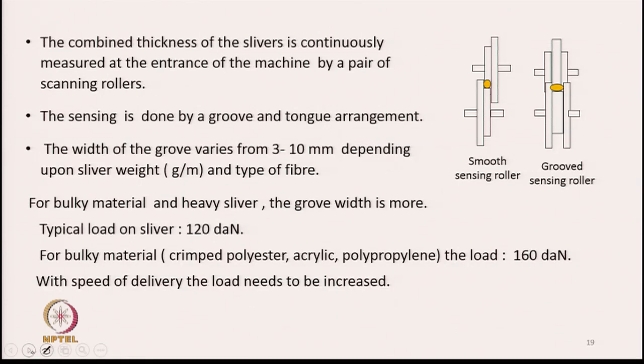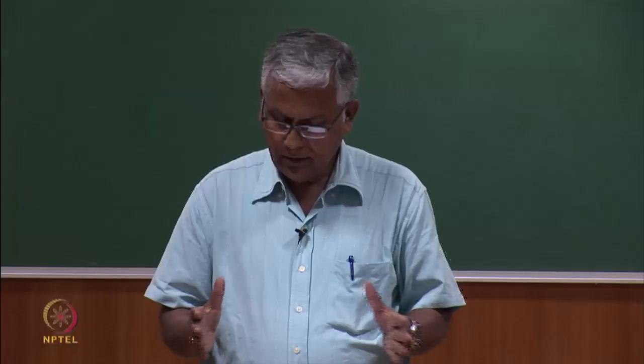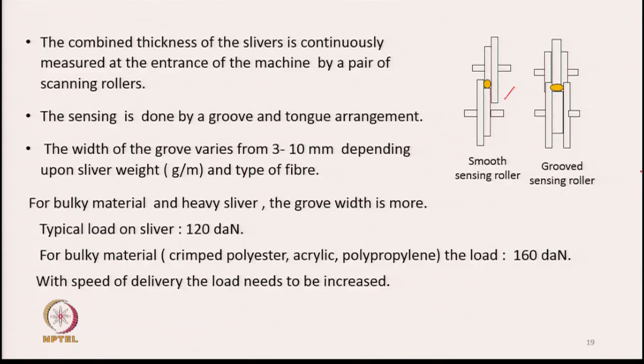So, we will come to the next slide, where we are showing the sensing rollers. There are 2 types of roller. One is a smooth sensing roller, as shown in the diagram, another one is a grooved sensing roller. You see the sliver cross section is shown. So, all the slivers that we feed in the creel, 6 slivers or 8 slivers, ultimately pass between these 2 rollers, and the combined thickness of all the 6 or 8 slivers is continuously measured at the entrance of the machine by this pair of scanning rollers.